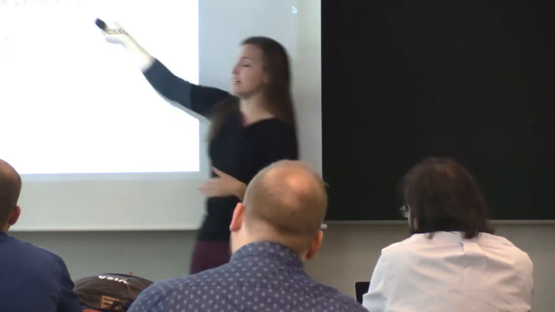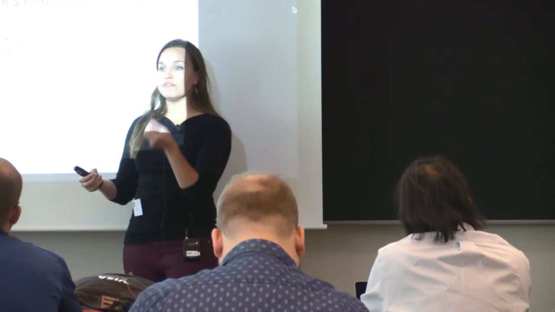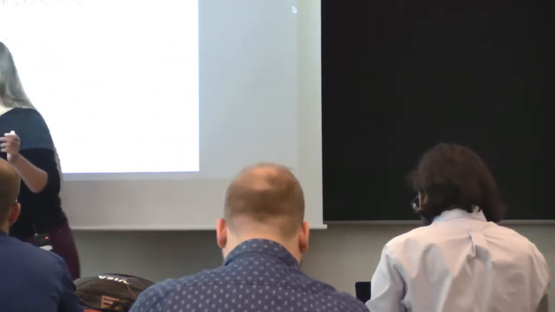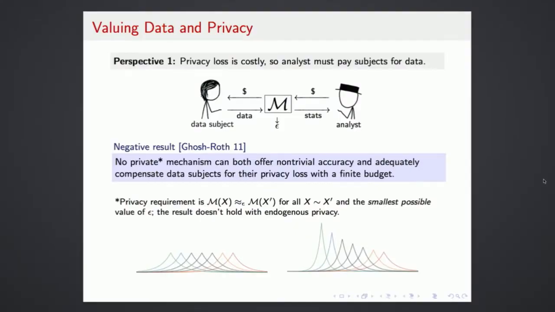So in particular, in this setting, if everybody cares a lot about privacy, then I'm going to have to pay people a lot of money for their data, and I'm going to have to give a very small value of epsilon. So with this very small value of epsilon, this is sort of my overall picture, when in fact I want this picture that we talked about before. So if we're using the endogenous privacy definition, we no longer have this impossibility result. So that's kind of an interesting thing in and of itself.